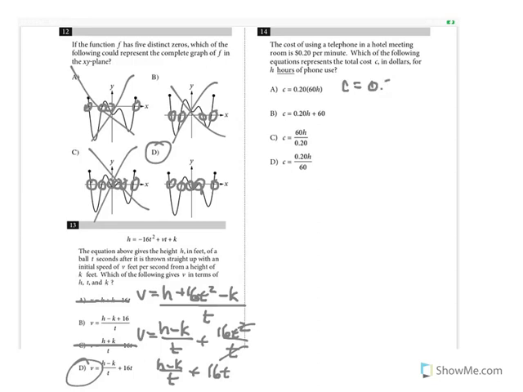$0.20 per minute times the number of hours times 60 minutes per hour. And that all comes down to C equals 0.20, and let's go with the way it's written up there, 60 times h, 60h. Answer choice A.